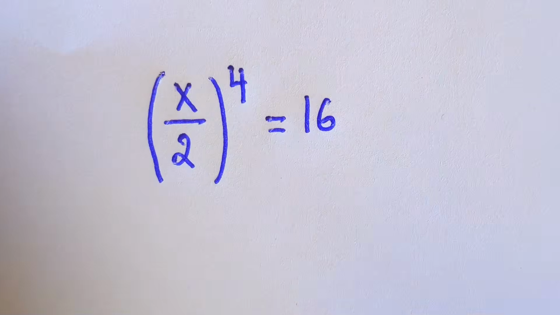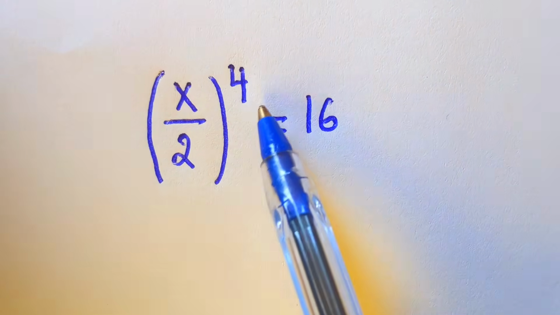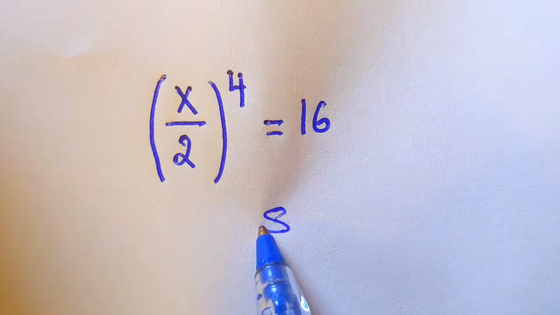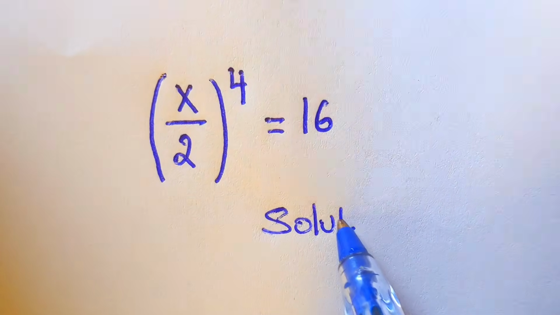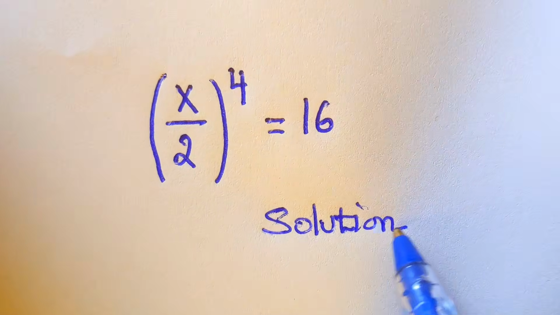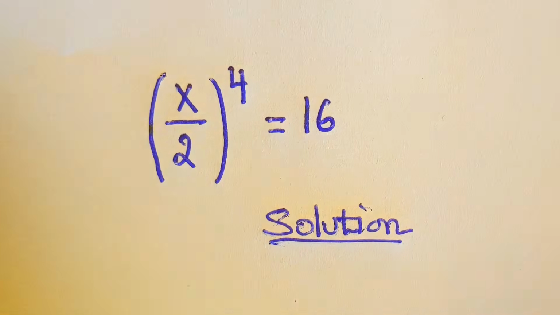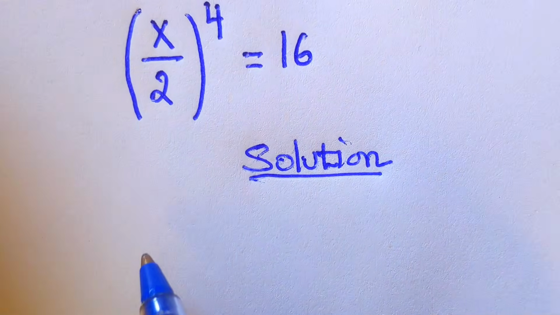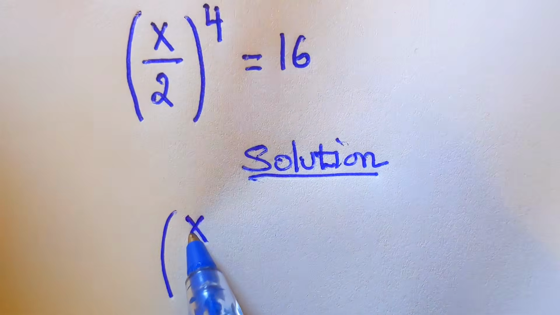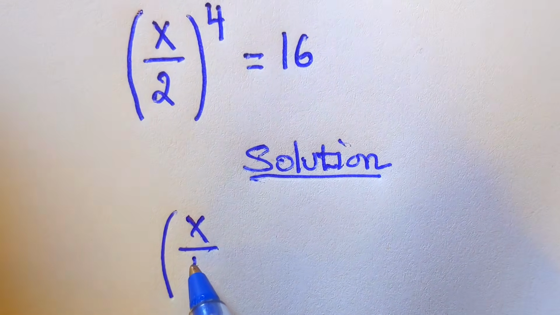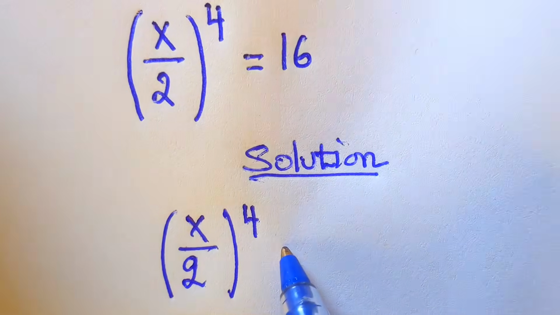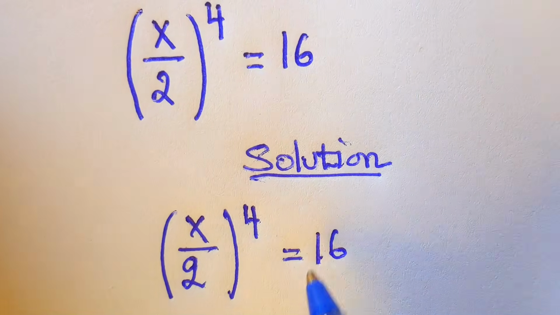We have been given (x over 2) to the power 4 equals 16. Let's provide a solution very quickly. Now what can we do? We have to copy what we have: (x over 2) raised to the power 4, and this equals 16.